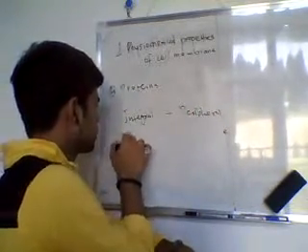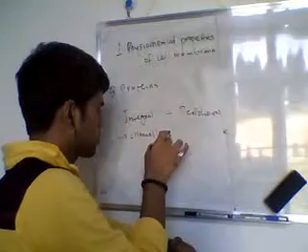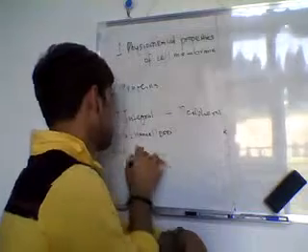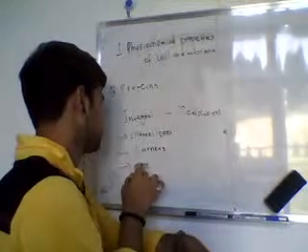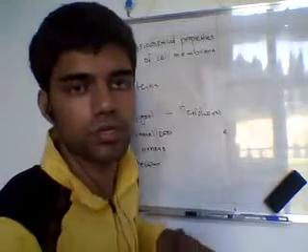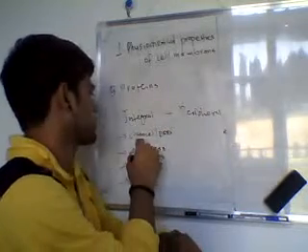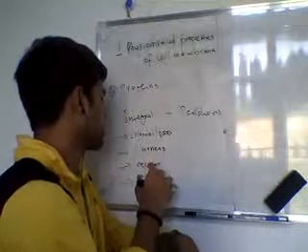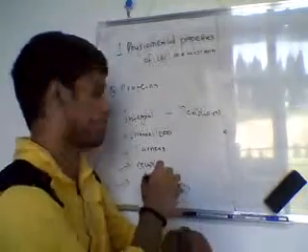The integral proteins act like channels or pores for the transport of substances, and they also act as carrier proteins, and they also act as receptors. So integral proteins sometimes act as channels or pores, sometimes as carriers, sometimes as receptors, and sometimes they even act as enzymes.